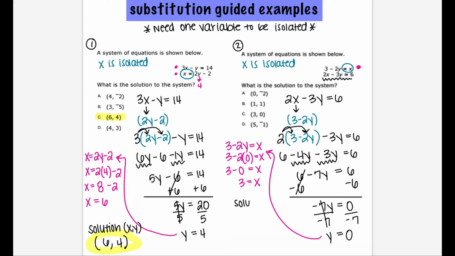Now again, all of our solutions are listed as points. So we have to write our solution as an ordered pair (x, y). So x is 3 when y was 0.